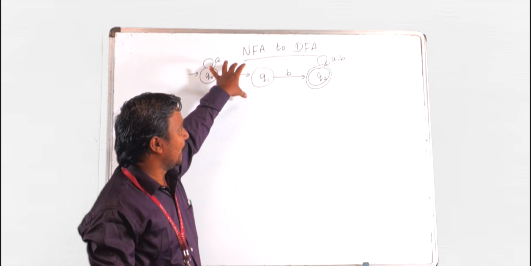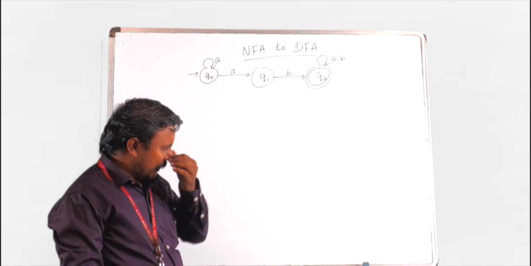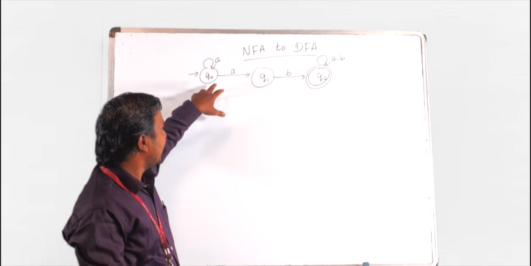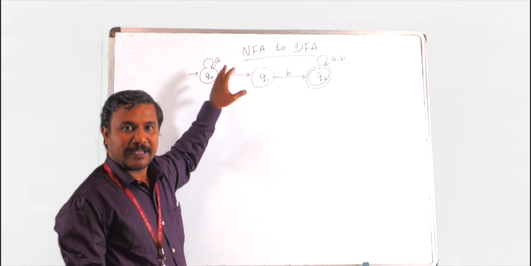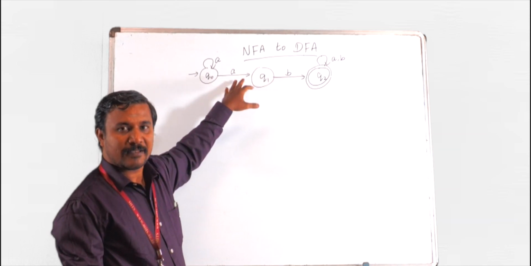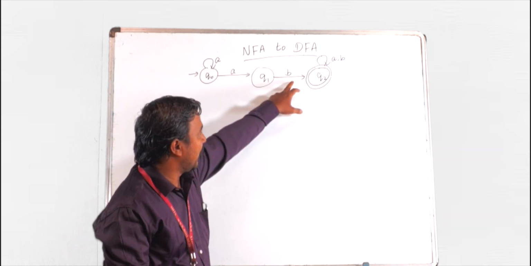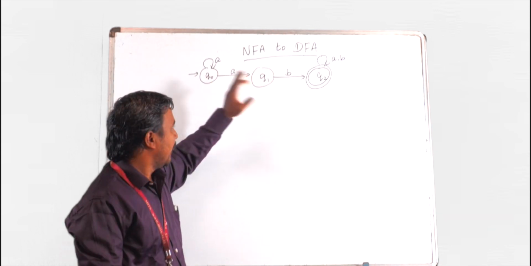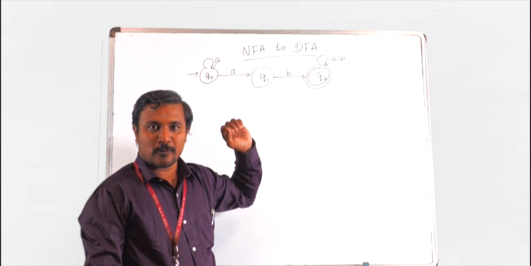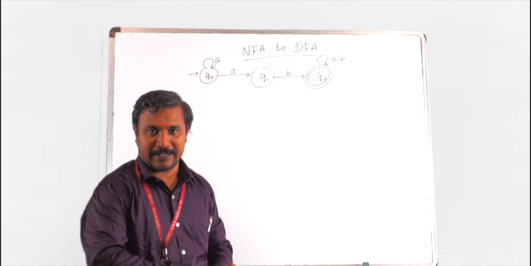Now we are going to convert this NFA diagram into a DFA diagram. For the DFA diagram, each state should have all the input symbols. That means for Q0, we need to apply all the possible input symbols available in the NFA. That means A and B, both we have to apply to Q0 as well as Q1 and Q2. Each one gives a unique output state also. That is what we are going to convert into a DFA diagram.